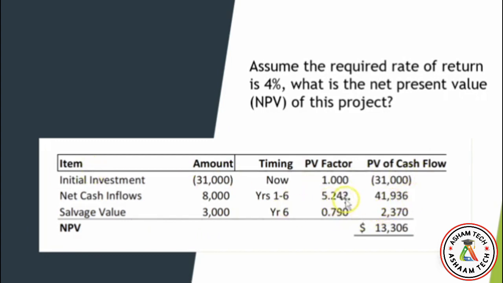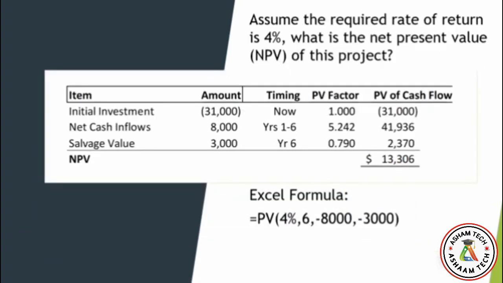I take 5.242 times the 8,000. I take 3,000 times 0.79, that's where I get these numbers, and then I sum them. I net them, basically, right? So that's how I get the net present value of 13,306.